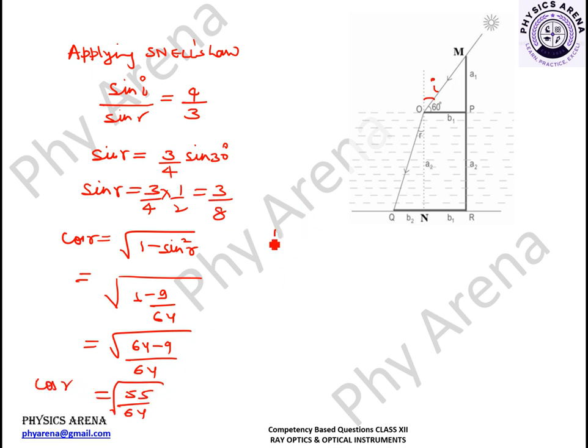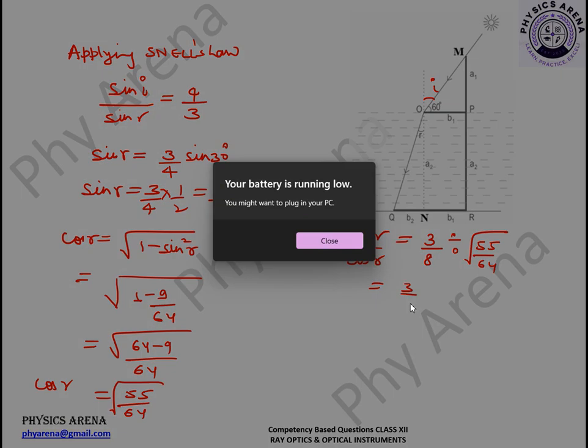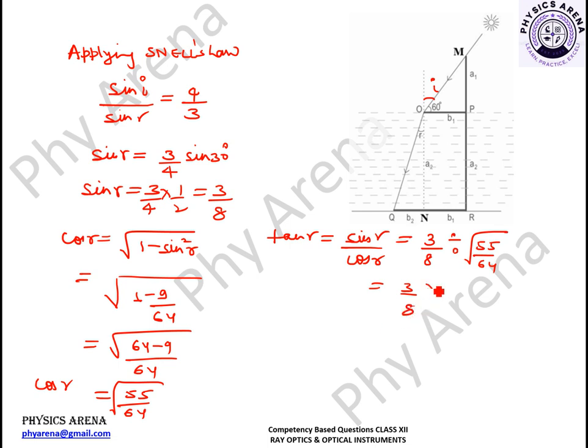And from this I can write that tan r is equal to sin r upon cos r. That will be equal to 3 upon 8 divided by under root of 55 upon 64. So that is equal to 3 upon 8 multiplied by under root 64 upon under root 55. And finally I can write 3 upon 8 multiplied by 8 upon under root 55. Root of 64 is 8. So that will be equal to 3 upon under root 55. This is the value of tan r.